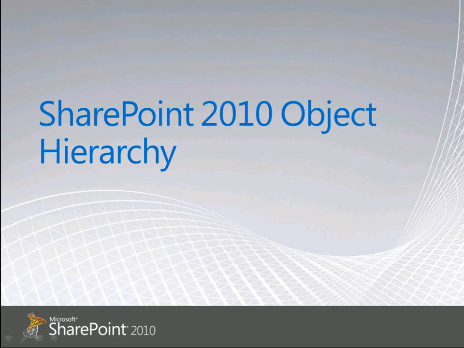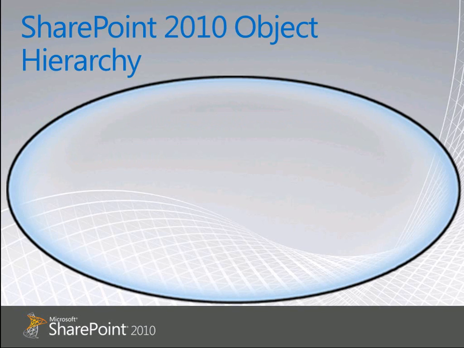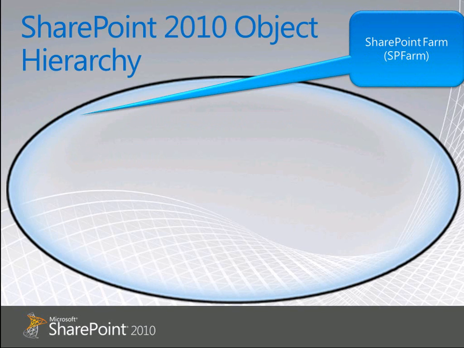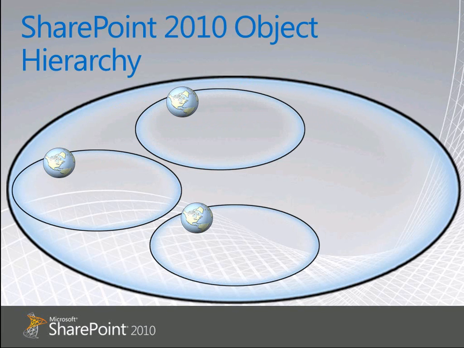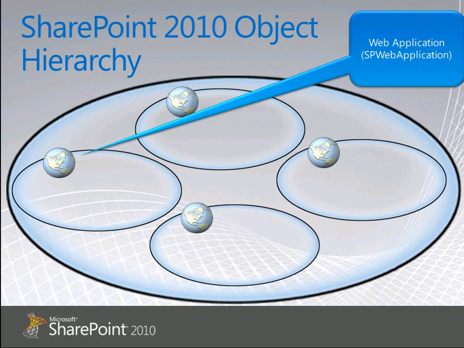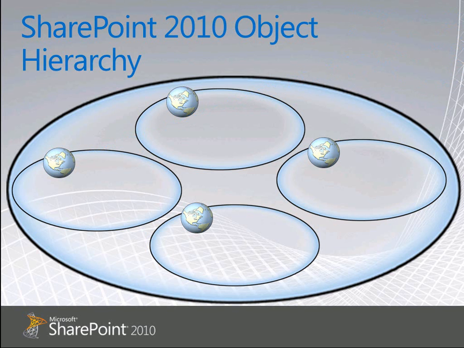We will now formalise our understanding of the SharePoint object hierarchy. At the highest level we have the SharePoint farm, and in the object model it is called an SPFarm object. Now a farm consists of one or more web services and web applications, and in the object hierarchy the web applications are called SPWebApplication objects. And these really relate to IIS websites.